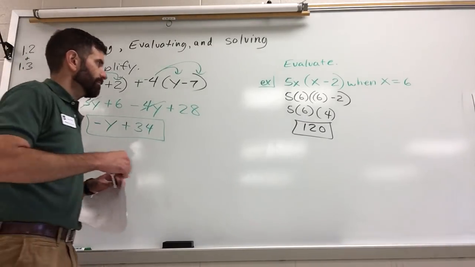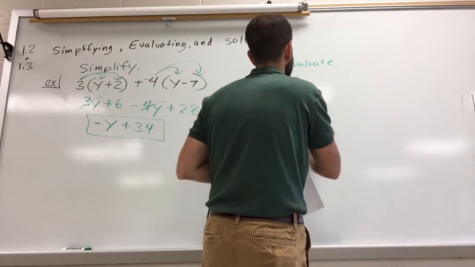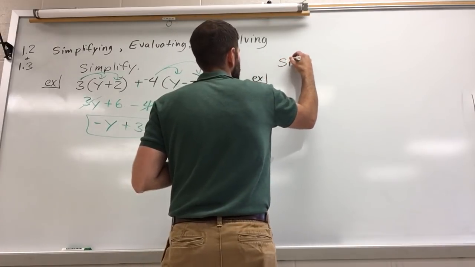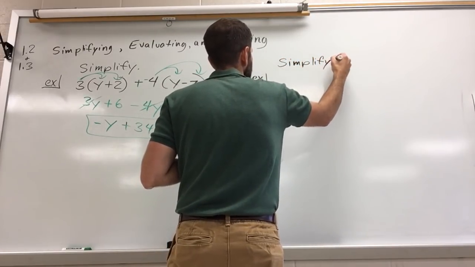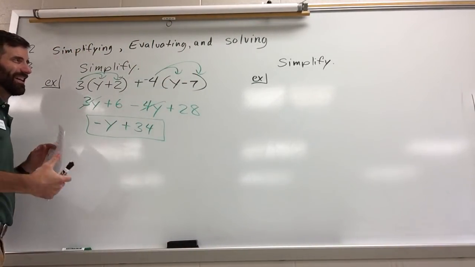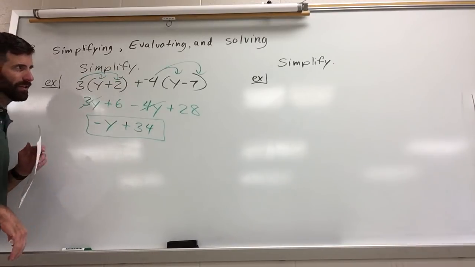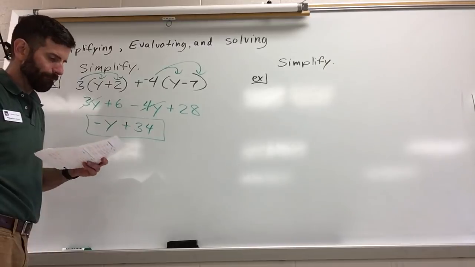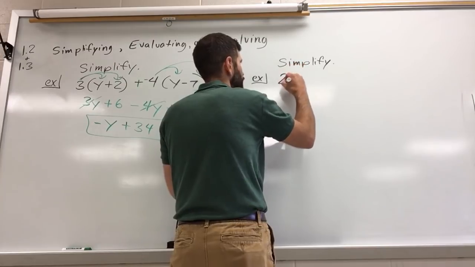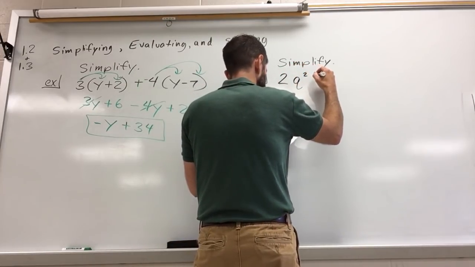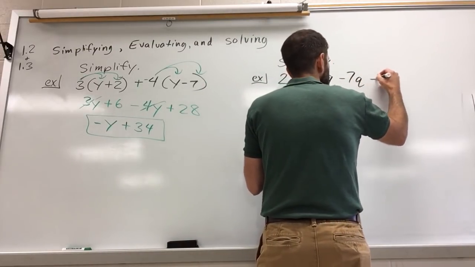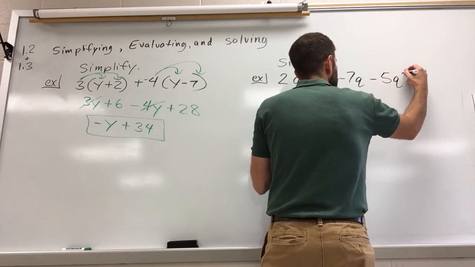And let's do another simplify. Again, with checking on evaluate and simplify, there's not a real easy way to check other than reviewing your steps, watching your signs and things like that. So we're still in the simplify realm, and we've got an expression here of 2q squared plus q minus 7q minus 5q squared.